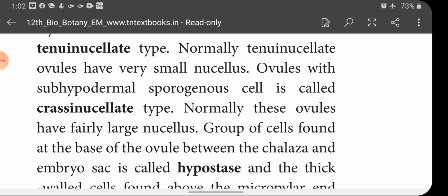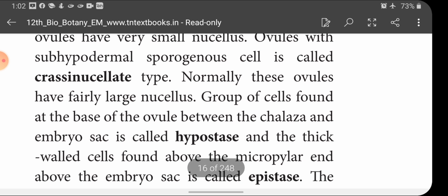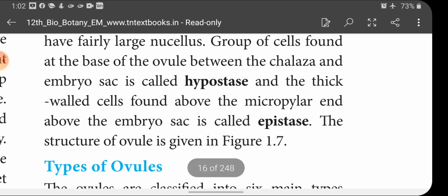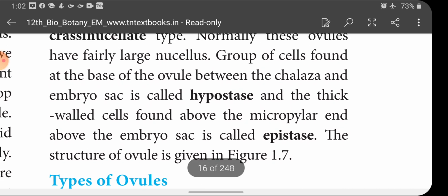A group of cells found at the base of the ovule between the chalaza and embryo sac is called hypostase. And the thick-walled cells found above the micropyle and above the embryo sac are called epistase. The structure of the ovule is given in the figure.